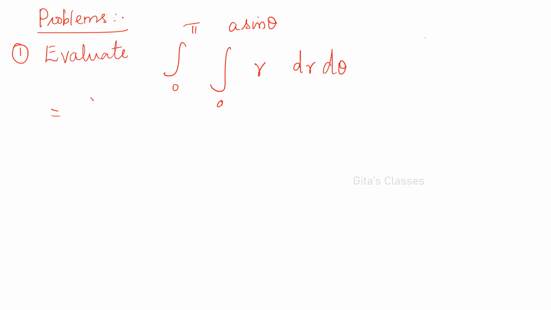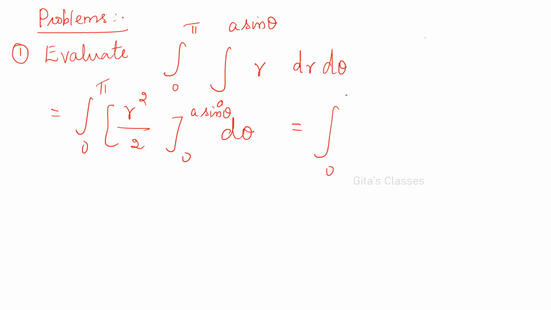So integral 0 to pi, you keep it as it is. r, if you integrate, you will get r squared by 2 from 0 to a sine theta, into d theta. Okay. So integral 0 to pi, 1 by 2 I will take outside. Then r squared you have, so a squared sine squared theta.